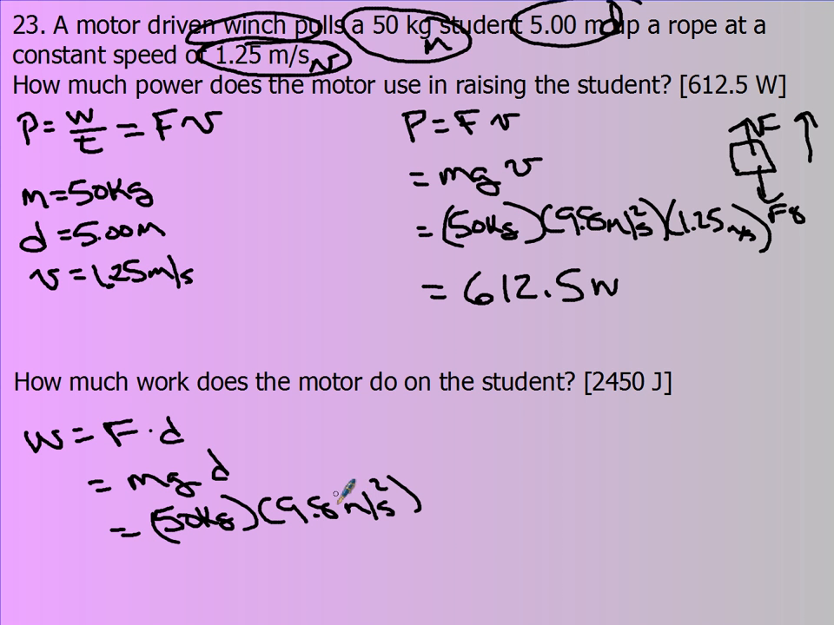Goodness, what do I do? Oh, I do have a distance. The distance is 5 meters. Sorry. See, teachers get confused too. Don't ever feel bad about making mistakes. We all make mistakes. Some of us just do it while we're recording ourselves. So 50 times 9.8 times 5 is 2,450 joules.